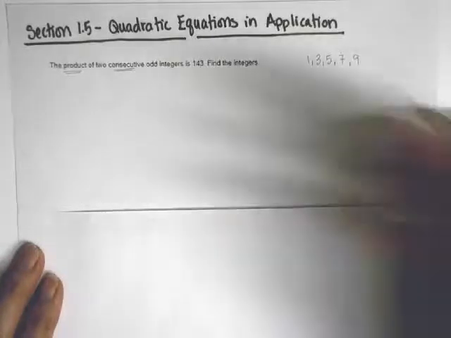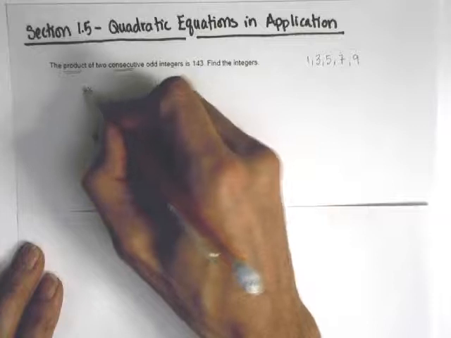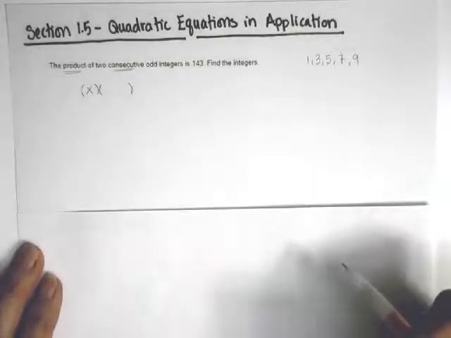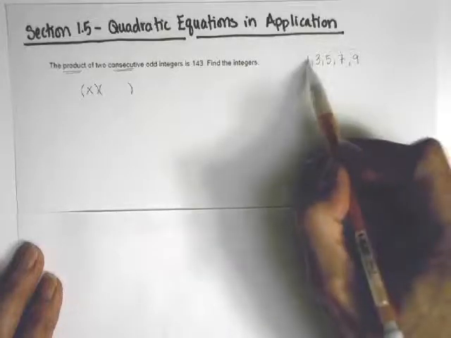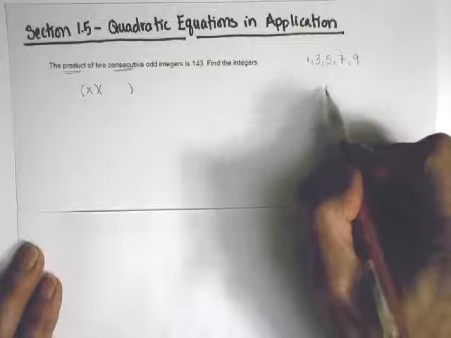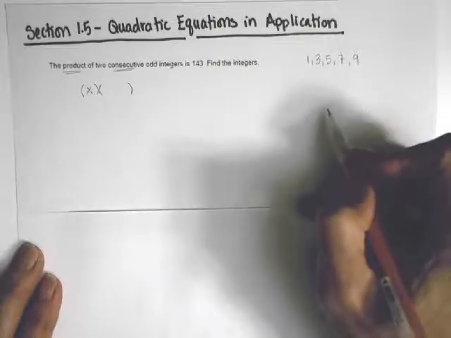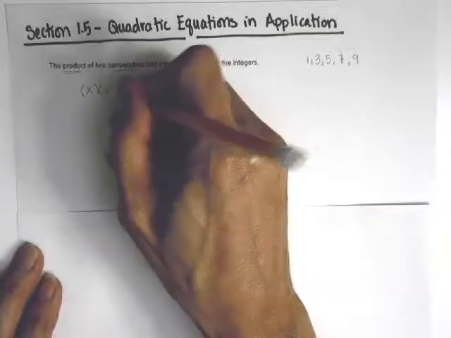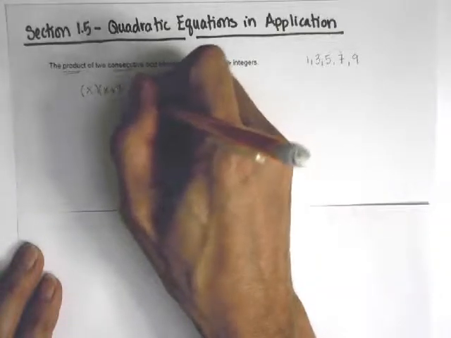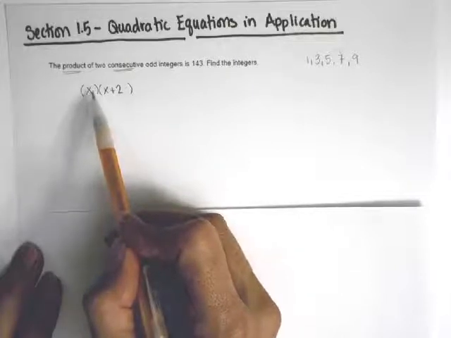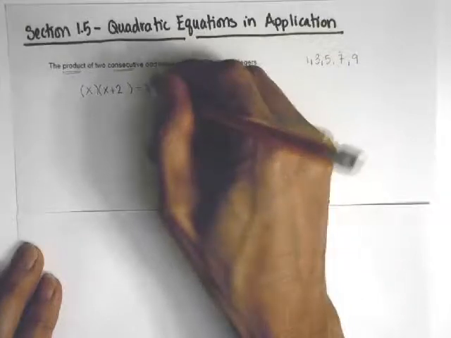So let's say we don't know what the first number is, and we're going to call it x. And we're going to multiply it by the next number that comes in the pair. Well, we can see to get from 1 to 3, we have to add 2. To get from 3 to 5, we have to add 2. To get from 5 to 7, we have to add 2. So in this case, to get from x to the next odd number, we would do x plus 2. So product means multiply, so we have x times (x plus 2), and we know that our answer should be 143.